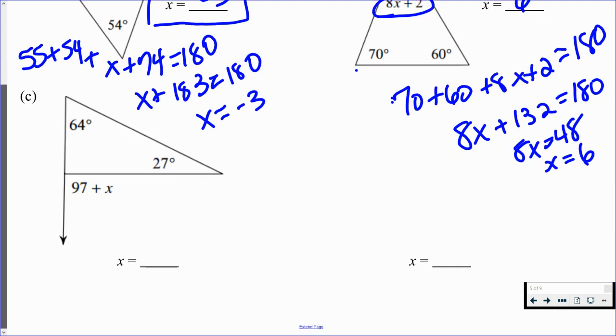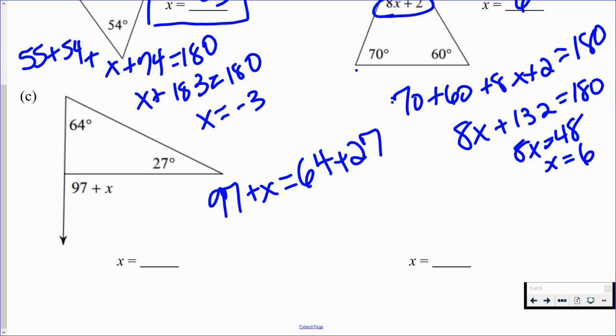Okay, last one. We have two interior angles, 64 and 27, and then we have the exterior angle, 97 plus x. Now remember what we just said with our exterior angle theorem. We said that the exterior angle is equal to the sum of those two non-adjacent interior angles. So we know that 97 plus x should be equal to 64 plus 27.